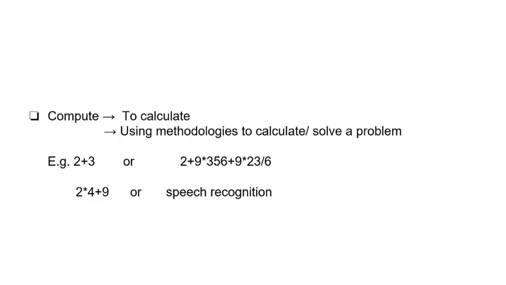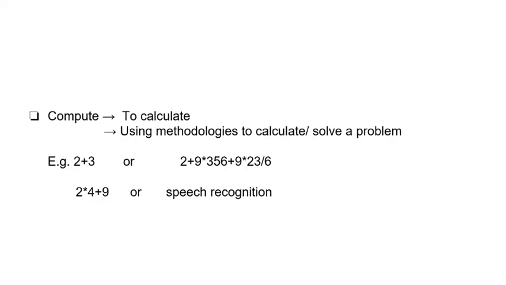And methodologies means there can be a set of methods, right? A set of planned methods, or the steps that we have used in order to solve a problem. So using some steps, if we are solving a problem, we can say that yes, it is a computation. And a few examples are given here. See, the first one, 2 plus 3, is a kind of computation, and the second one, 2 plus 9 to 356 plus 9 to 23 by 6, is another example of computation.